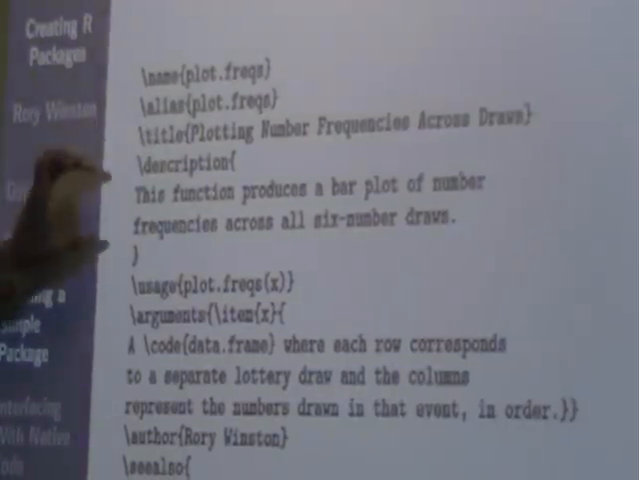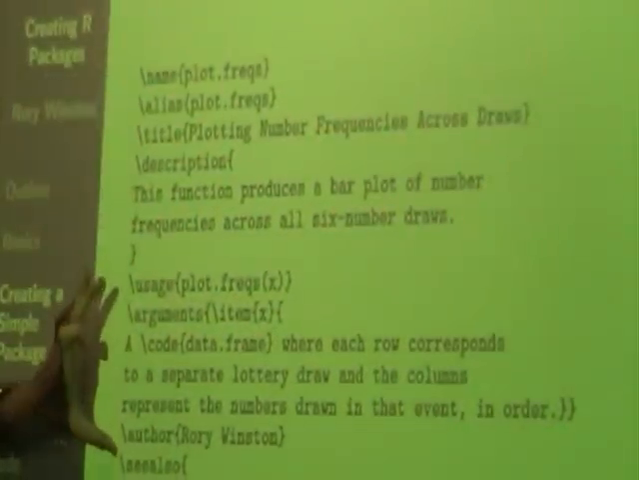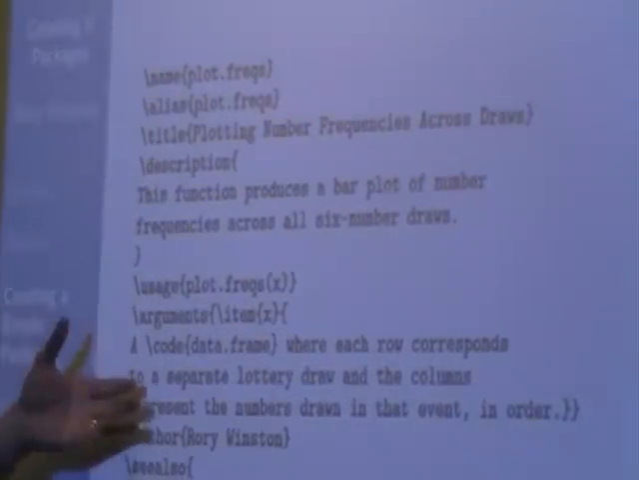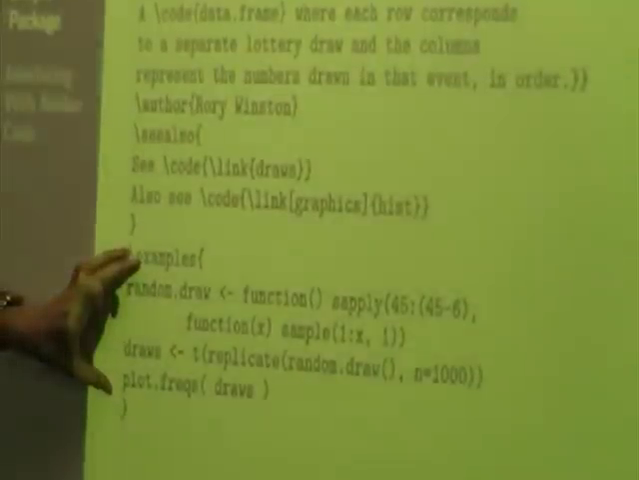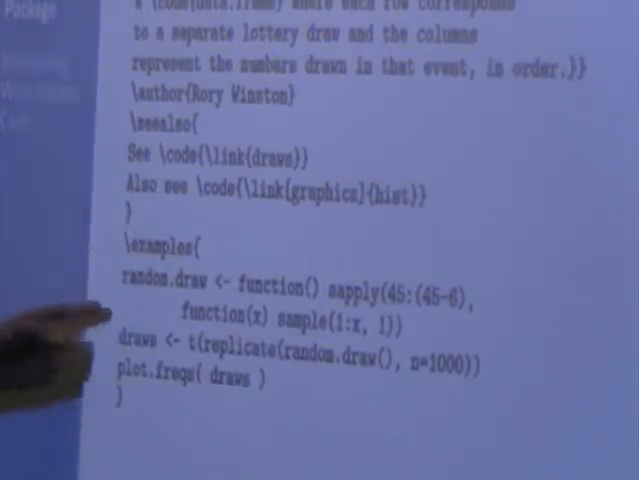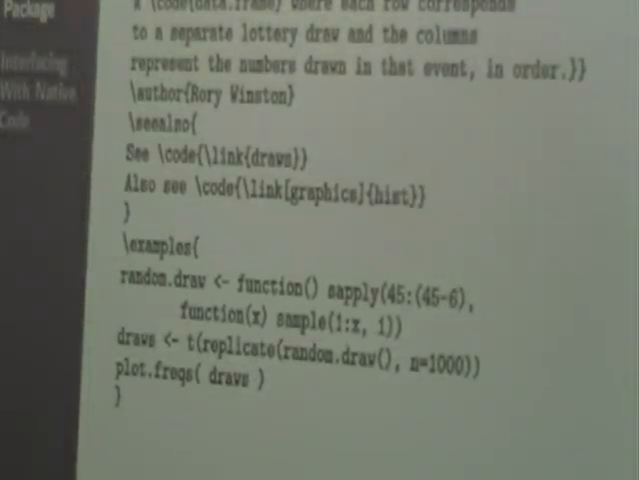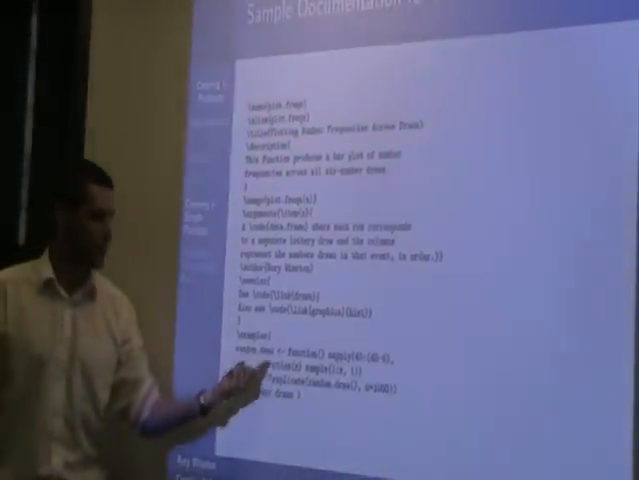And there's the title. The various sections are the description of the function, some usage, so you can put in some examples here of how the user could use this function, references to other functions, and at the end there's some examples. You can actually put in some example code that the user could run, and when the user types example plot frequencies at the prompt, it will run whatever's in here.